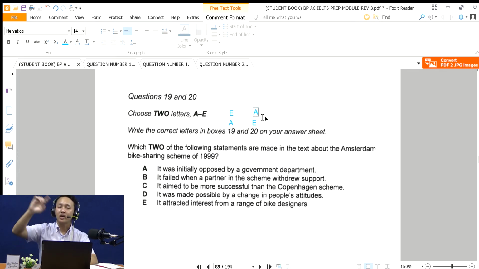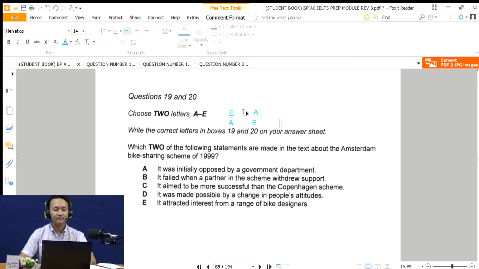So you can actually put the answers in any order. It's fine, as long as you don't confuse yourself. But I recommend you just write the answers in the normal order, like A and then E. That's it. You don't have to move it backward or forward.